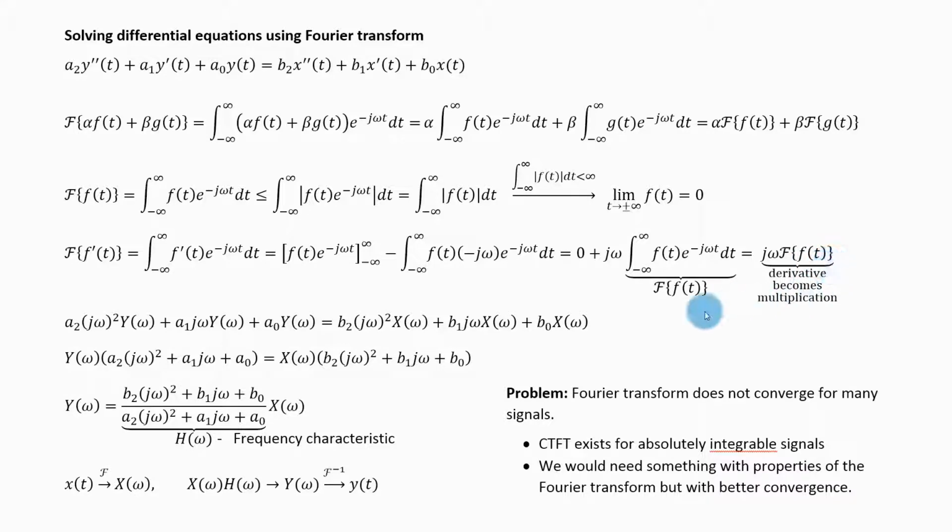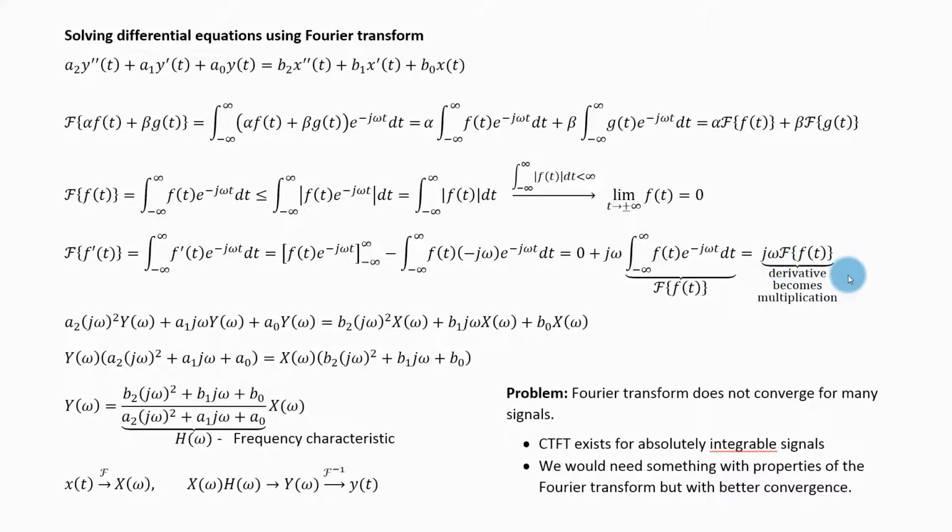The moral of the story is that the Fourier transform of the derivative of a function is the Fourier transform of this function without derivative multiplied by j omega. So the Fourier transform has this magical power to turn derivative into multiplication. The Fourier transform can actually help us to get rid of a derivative and turn it into a simple multiplication.